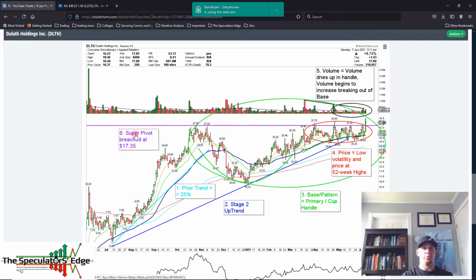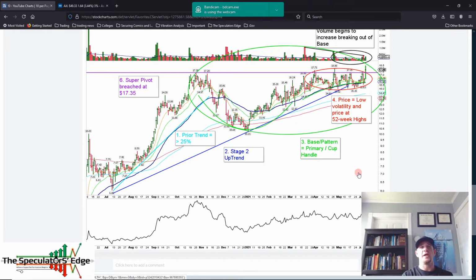So the super pivot was breached at $17.35, which of course is this purple line right here. We made a 52-week high at $18.46. So this would be an excellent trade to consider today.